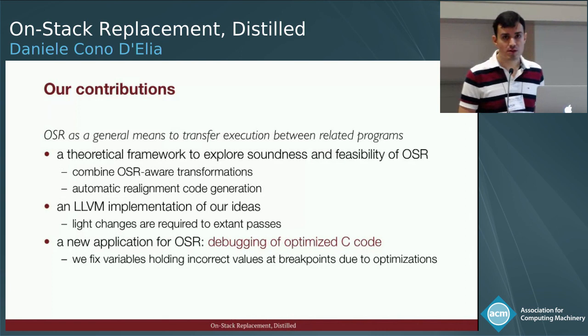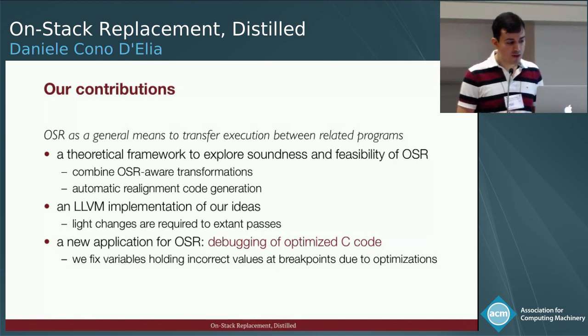And our contributions are the following. We try to look at OSR not just as an implementation problem, but more like a general means to transfer execution between related program versions. So the first contribution is a theoretical framework to explore soundness and feasibility of OSR, so at which locations it is possible to fire an OSR transition, and how can you actually combine multiple code transformations while keeping the OSR feasible. And then we discuss how to implement these ideas in a general purpose compiler. We use LLVM as a running example.